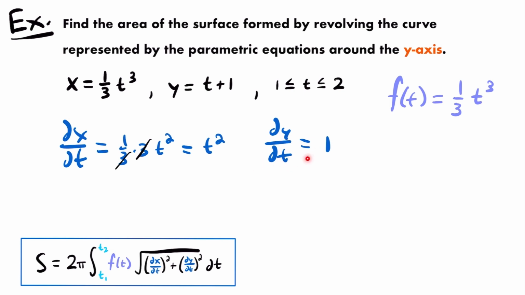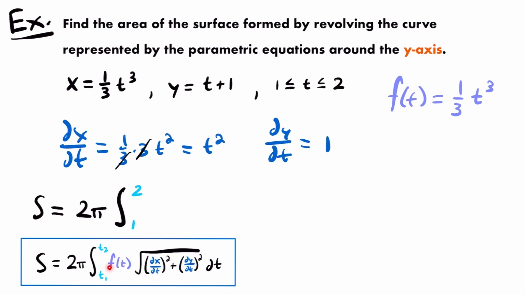All right, so now we have f of t, dx dt, and dy dt. Now we can substitute them into this formula, as well as our bounds of integration for t, to set up an integral that will allow us to calculate the area of this surface of revolution. So we will have that s is equal to 2 pi times the integral from t sub 1 to t sub 2, which in this case will be from 1 to 2.